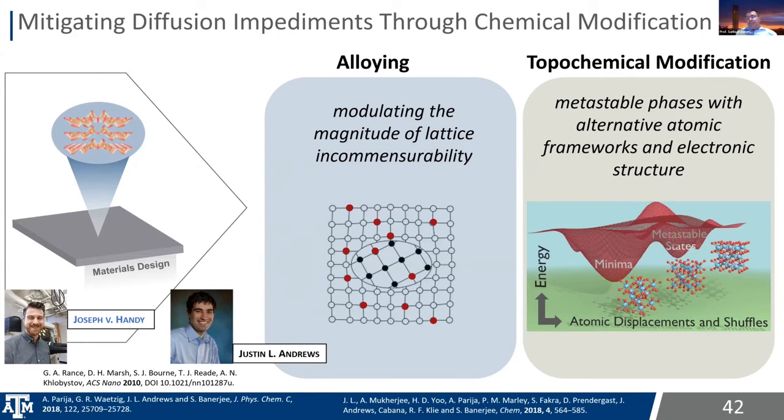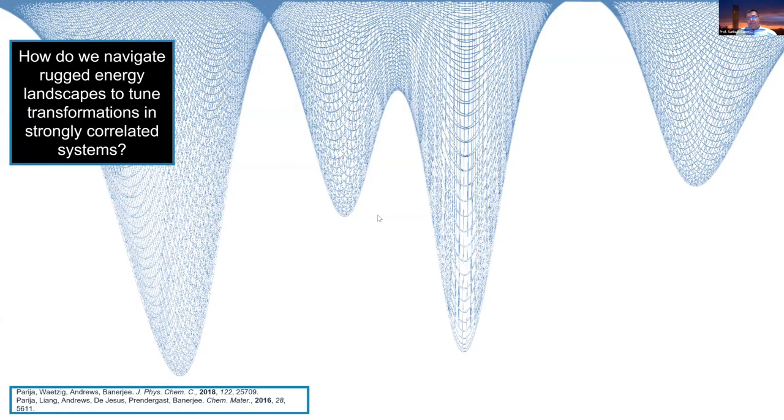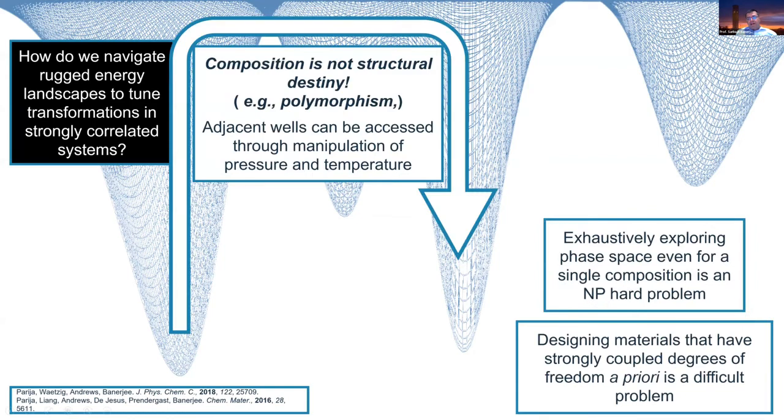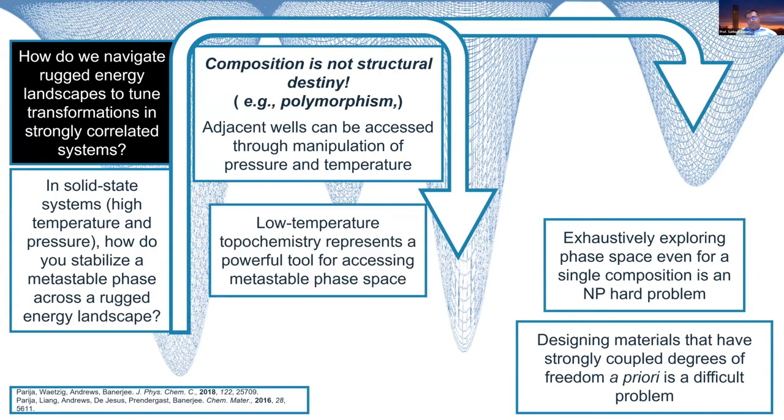So can we find entirely modified structures of V2O5 that mitigate the challenges of this structure that I talked about? How do we navigate these rugged energy landscapes to find new polymorphs that have entirely different pathways for ion diffusion? They're still all V2O5, but the structure is different.